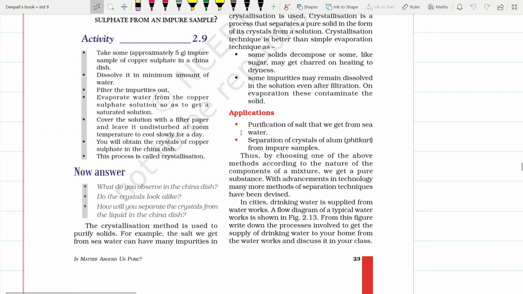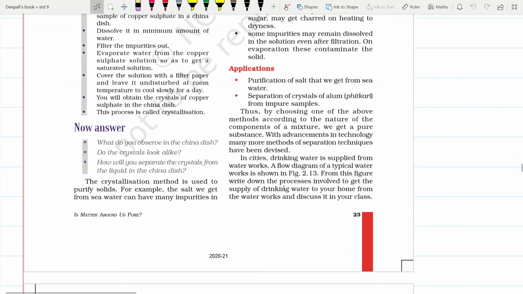What are the applications of the crystallization process? Purification of salt that we get from seawater, separation of crystals of alum from impure samples. Thus, by choosing one of the above methods according to the nature of the components of the mixture, we get a pure substance. With advancement in technology, many more methods of separation techniques have been devised.